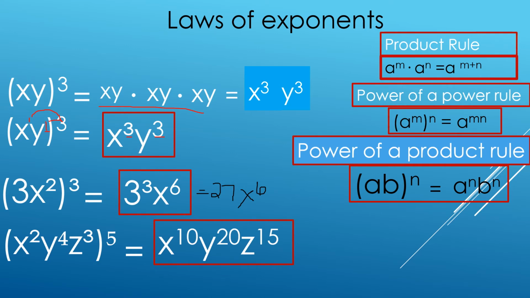Okay, so that is x to the 10th power times y to the 20th power times z to the 15th power. So simply multiply 2 times 5, that is 10. 4 times 5, that is 20. For z, we have 3 times 5, that is 15.